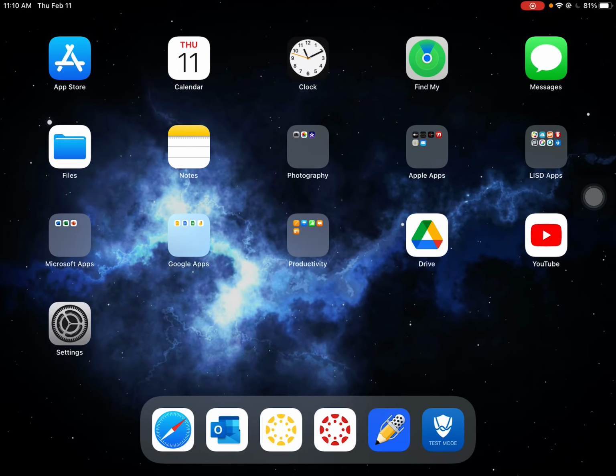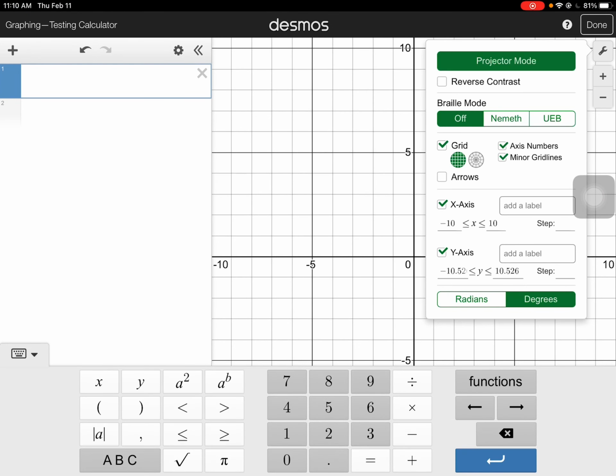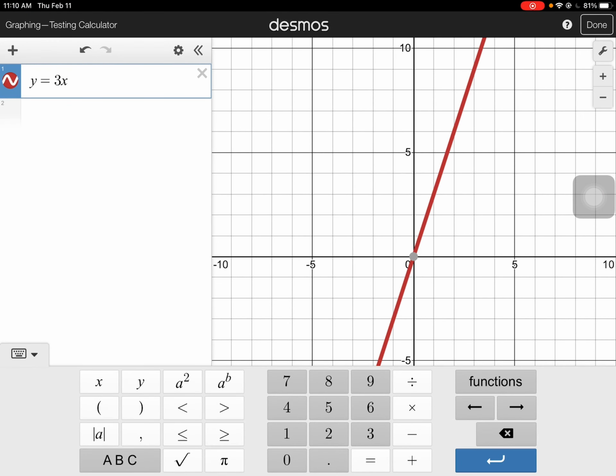So let me go ahead and kind of show you what I mean by it has to go through 0, 0. So y equals 3x. This is direct variation, and here's why.